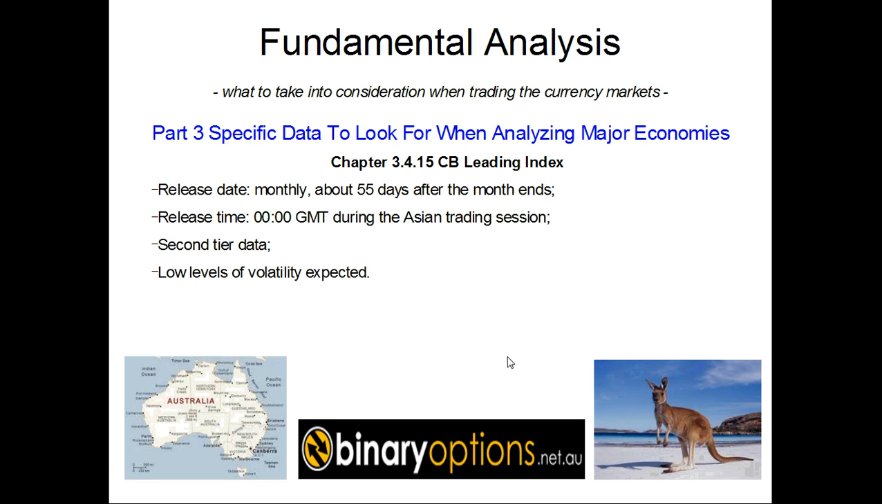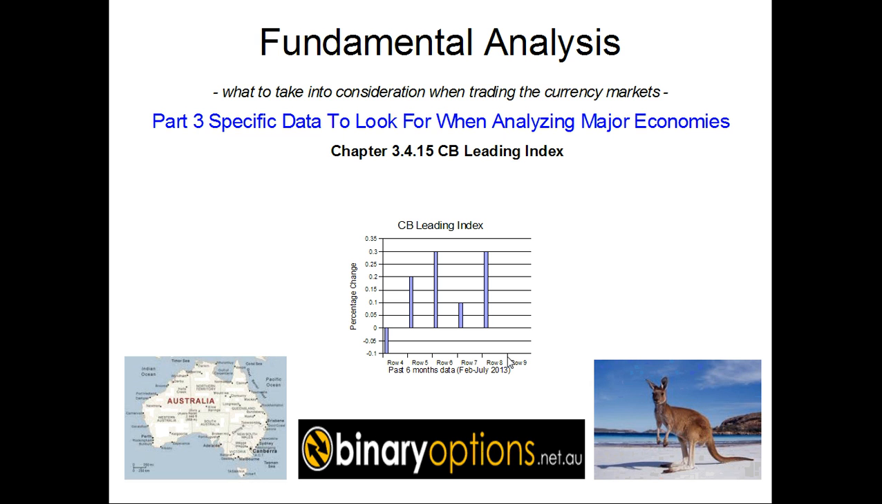The release date is again on a monthly basis, about 55 days after the month ends. The release time is 0000 GMT during the Asian trading session. Second-tier data, low levels of volatility expected.